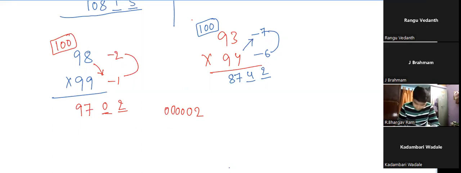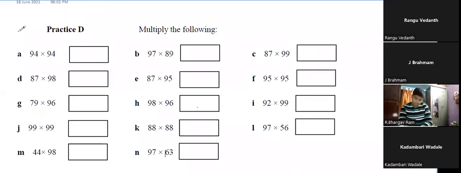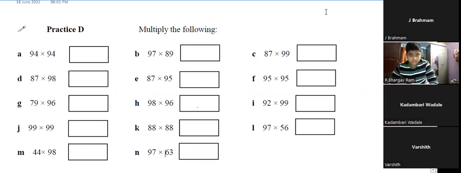Sir, can we do the exercises now? Yes. Sir, me. Wait. Vedant, lower your hand. I'll ask in the order. No need to ask everyone. Don't change the order every time. Okay, Kadambari, start. First question.